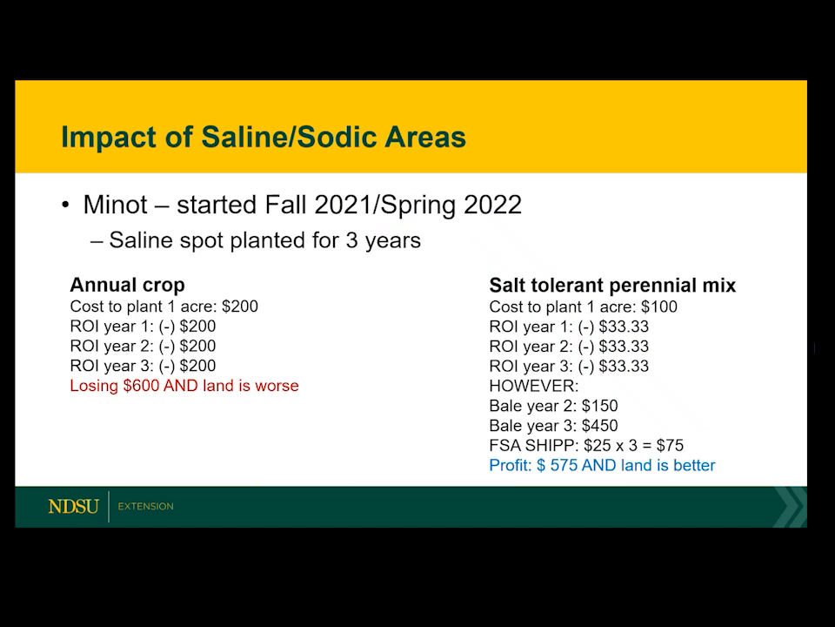Sometimes you can get some grants to put in cover crops, and that helps balance some of these costs. And so you can actually end up with a profit of $575, and the land is much better, instead of losing money, spending $600.